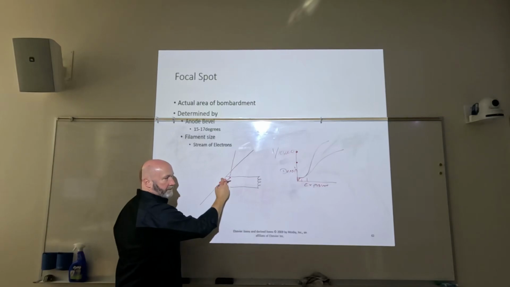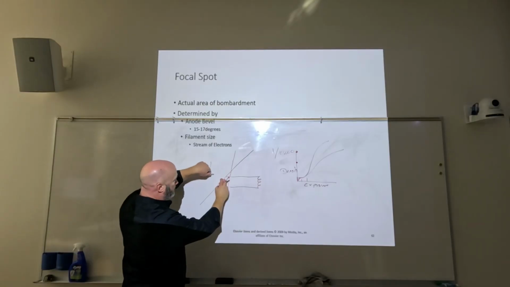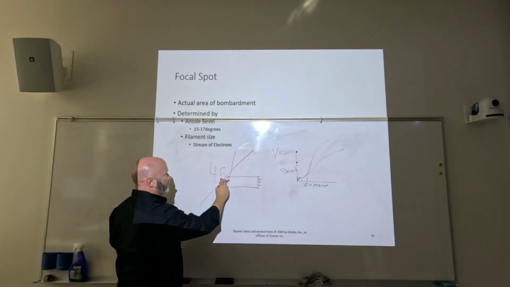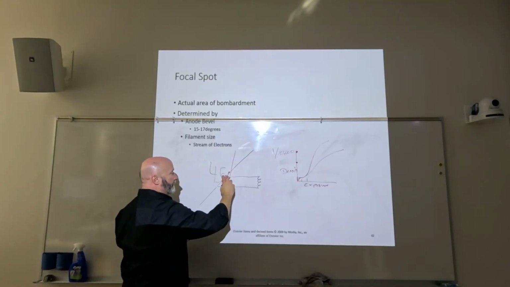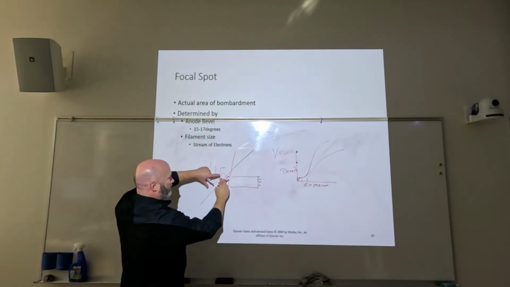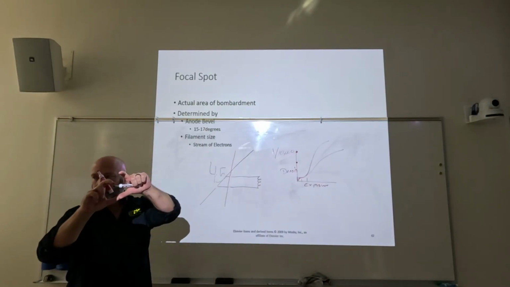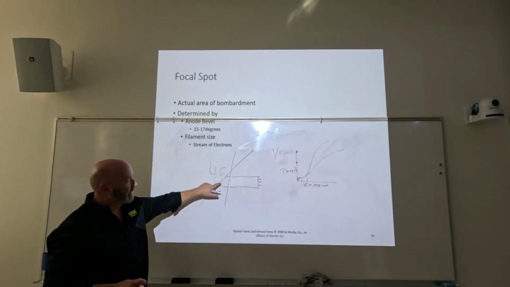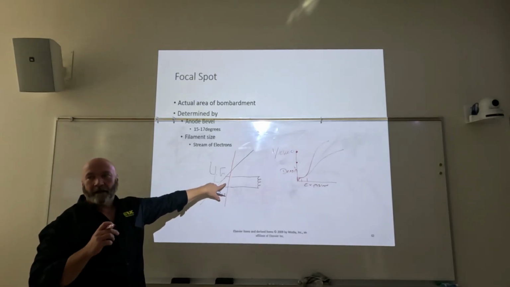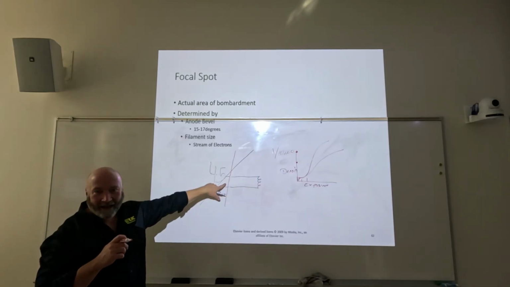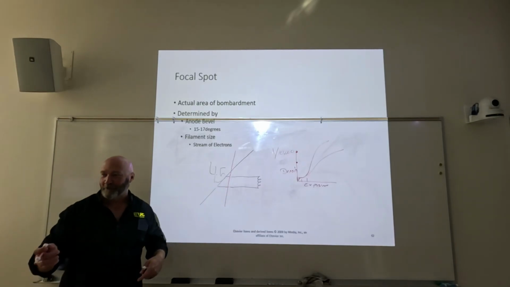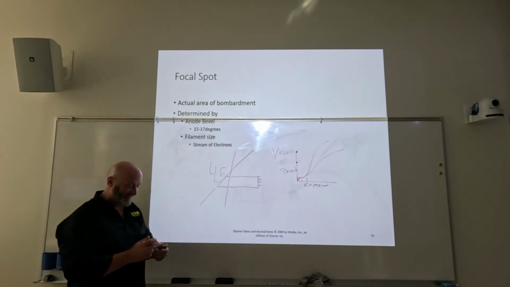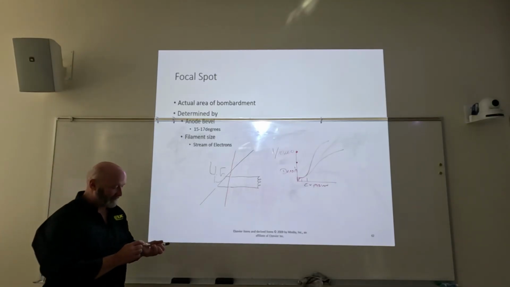So which one's bigger? It's about 45 degrees here. This is how big our area of impact is with the 17-degree bevel, and that's how big it is at 45, right? So larger, what do we call that? Actual focal spot. Actual focal spot, right? It's the actual area. It's been a minute, right? That's it. Okay, so that's your actual focal spot.